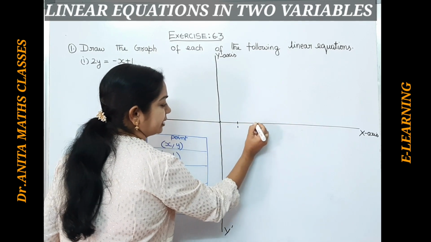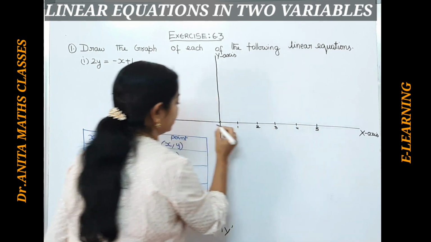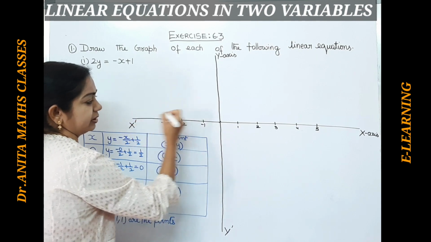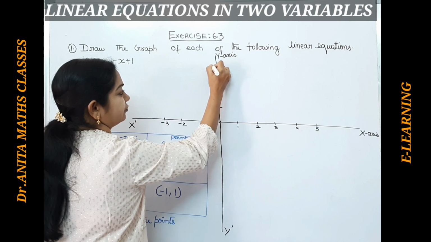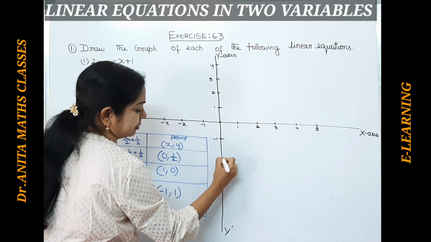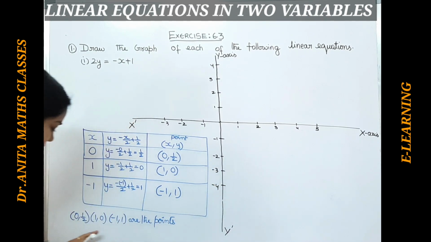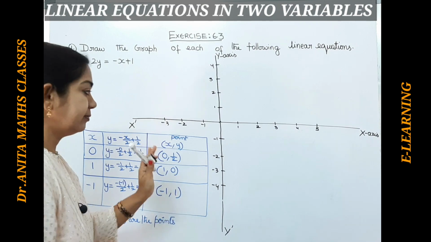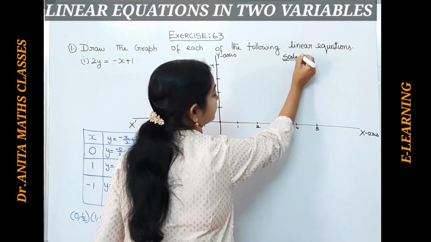Seeing these points, let me take the axes here. Let us take 1, 2, 3, 4, 5 on the x-axis, and the same way minus 1, minus 2, minus 3, and so on. Here again 1, 2, 3, 4, and similarly minus 1, minus 2, minus 3, minus 4. That is enough, because our points are not exceeding 2 and all. So first take the points. Now after taking the points, write the scale. Scale is very important for the graph.